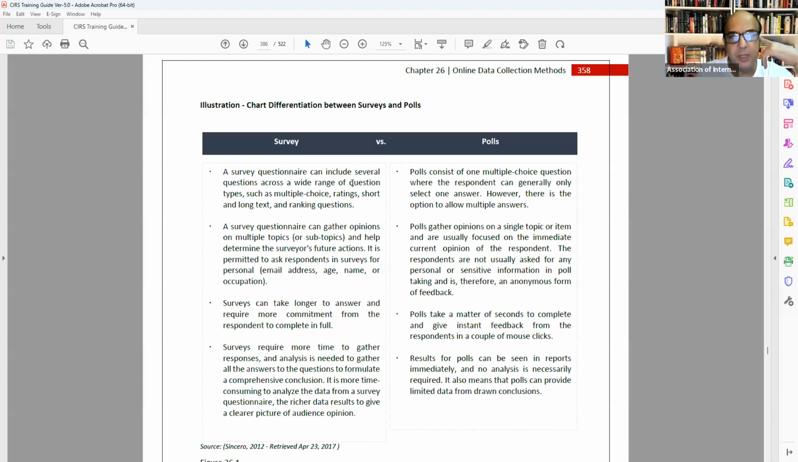For instance, a survey questionnaire can include several questions across a wide range of question types, such as multiple choice, rating, short answer. There are different types of questions in surveys, whereas in polls, there's generally one question, which is multiple choice, simple yes or no answers, or it is dichotomous in nature, or bivariate. Bivariate is two answers. A survey questionnaire can gather opinions on multiple topics, because these survey questionnaires are structured, they're designed, and you need expertise to create one.